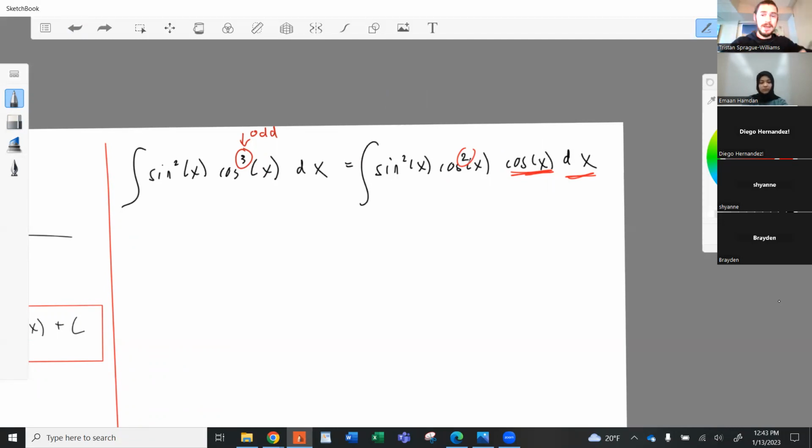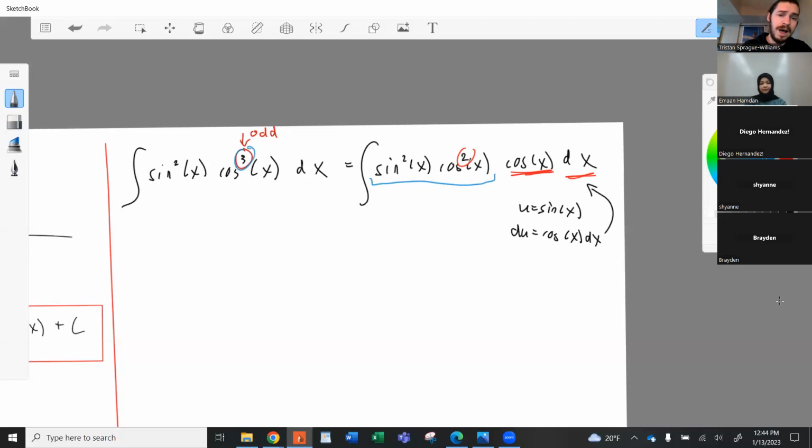We're preparing to do a u equals sine x, du equals cosine x dx, right? So that this cosine x dx on the end can be du. We just got to get the entire rest of the integrand, all of this stuff, in terms of sine.